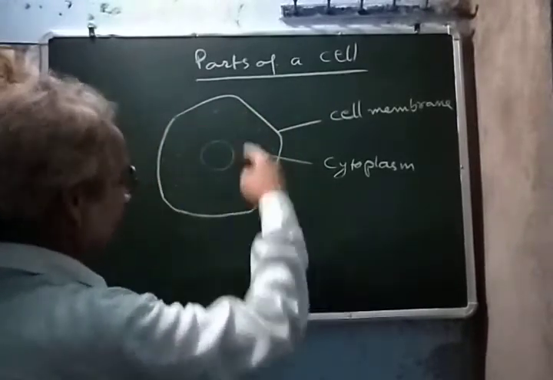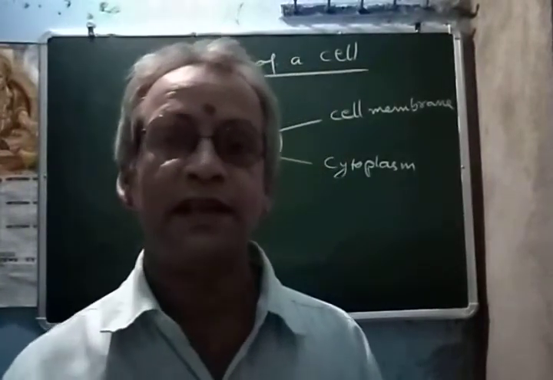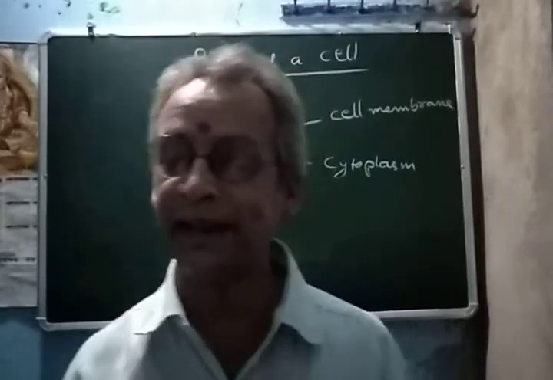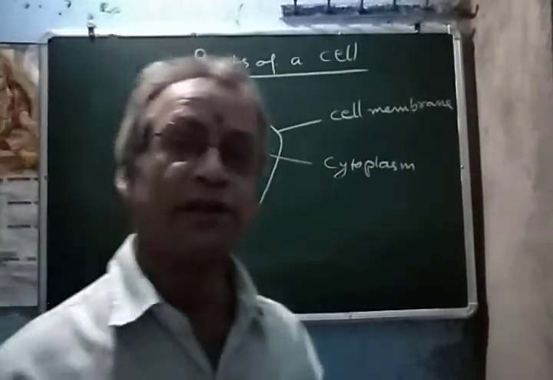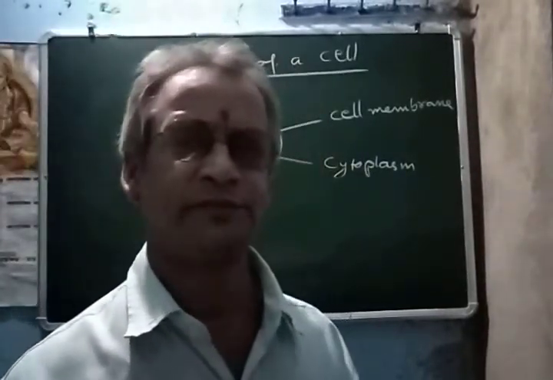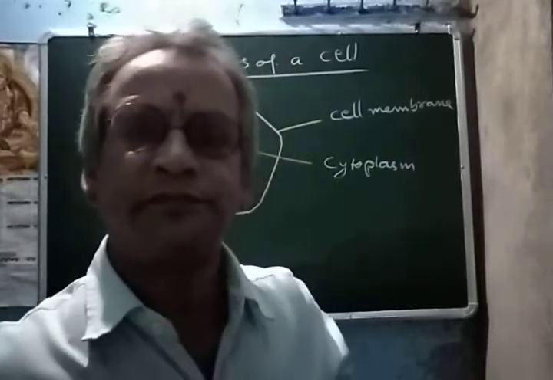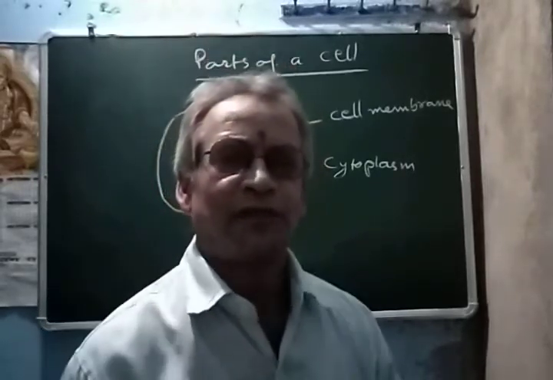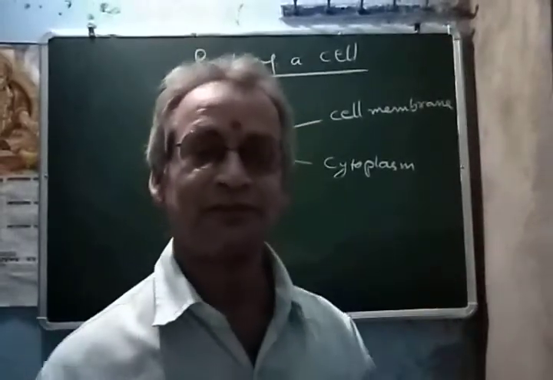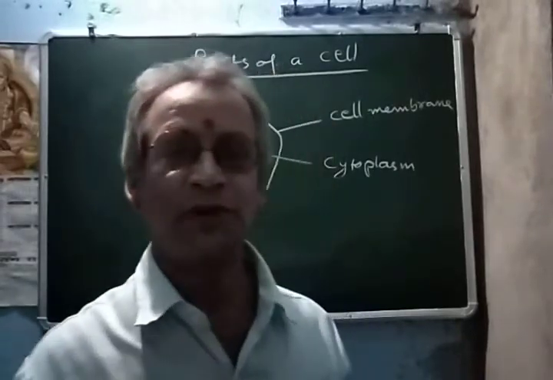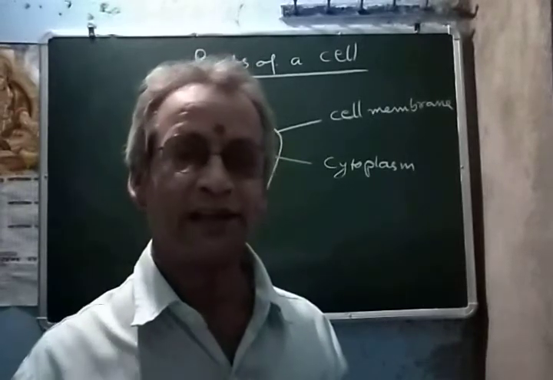This outer layer or boundary layer is called cell membrane, which is found in all cells, whether plant cell or animal cell. Animal cell is also surrounded by a cell membrane, and plant cell is also surrounded by a cell membrane.